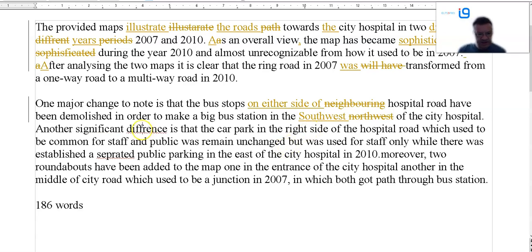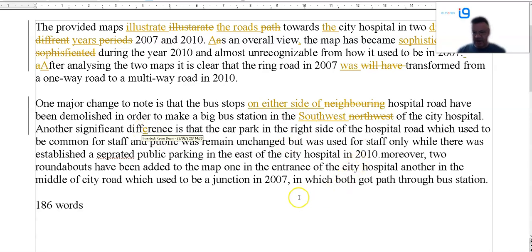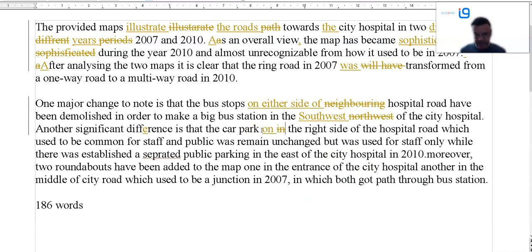Another significant difference is that the car park on the right side of Hospital Road, which has become Severn Public, was unchanged, or remains unchanged, or was unchanged. Well, it has kind of changed. Well, right, the car park, right, which wasn't changed, but was used for staff only, while there was established a separate, if I spell that right, separate.